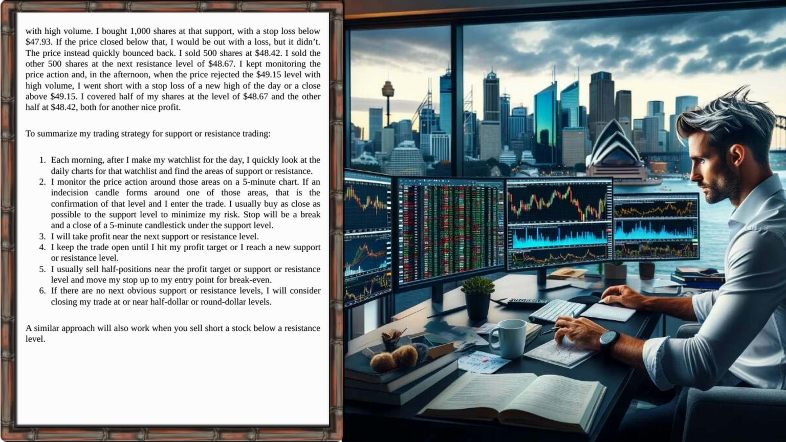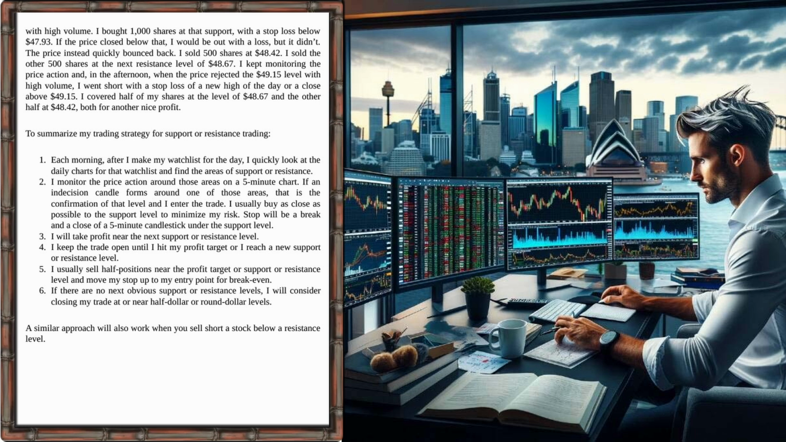I sold 500 shares at $48.42. I sold the other 500 shares at the next resistance level of $48.67. I kept monitoring the price action, and, in the afternoon, when the price rejected the $49.15 level with high volume, I went short with a stop loss of a new high of the day, or a close above $49.15. I covered half of my shares at the level of $48.67, and the other half at $48.42, both for another nice profit.